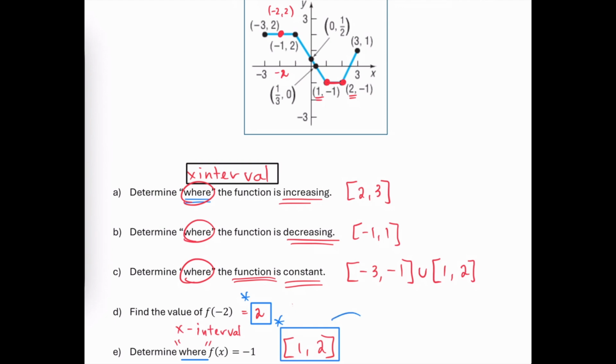Notice we are going to use a closed interval here, meaning that we are using brackets including the endpoints because when x is equal to 1, the y value is -1, so that would be included. When x is equal to 2, the y value is -1, so we would also include that in this solution.